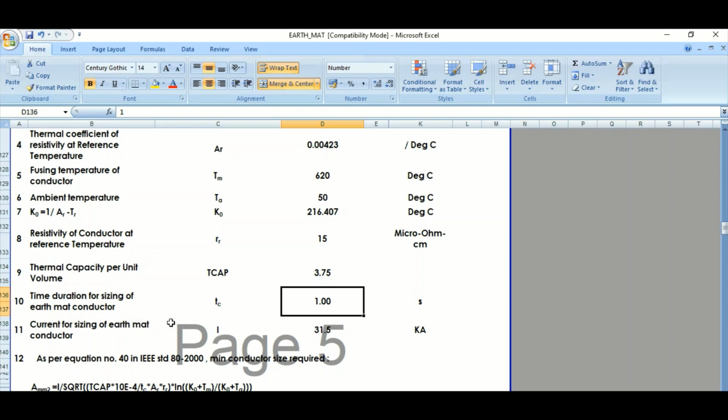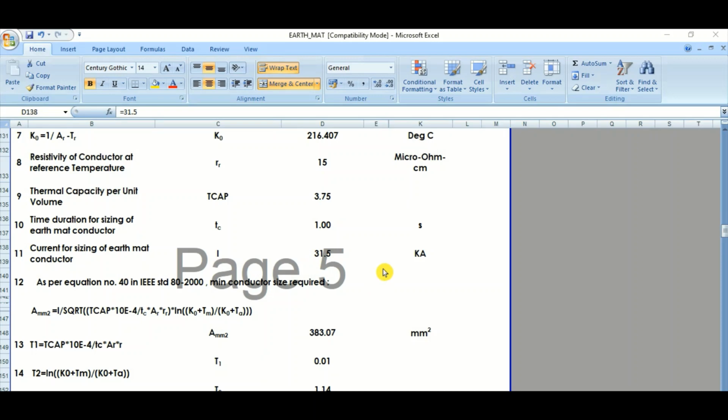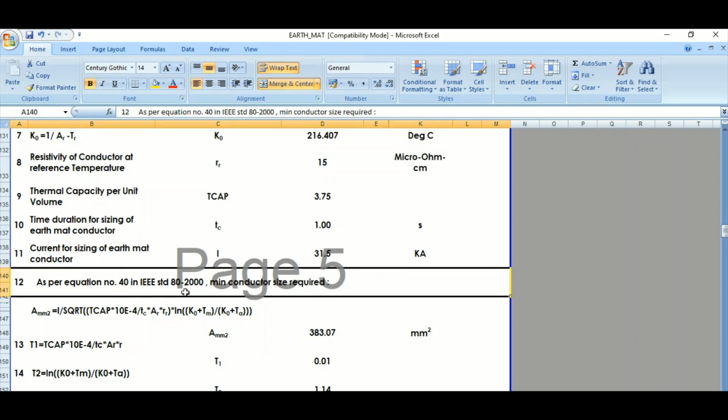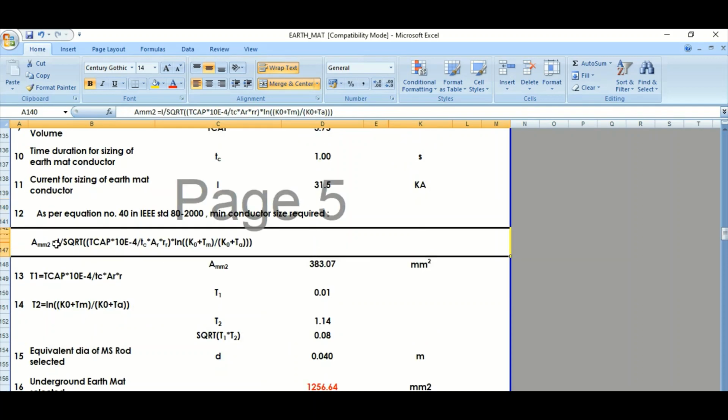Time duration for sizing earth mat conductor is 1 second, and conductor earth mat short circuit rating is 31.5 kiloamps. Now, as per the equation number 40 of IEEE 80, the minimum conductor size required is calculated based on this equation. So where is this equation?